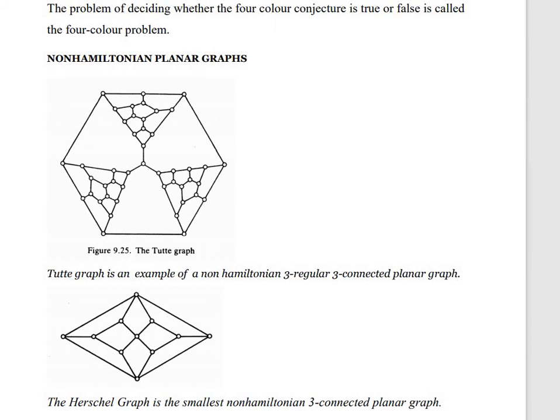Next is non-Hamiltonian planar graphs. The tooth graph, which is given in the figure, is an example of a non-Hamiltonian 3-regular 3-connected planar graph. The Herschel graph, which is given here as the second figure, is the smallest non-Hamiltonian 3-connected planar graph.